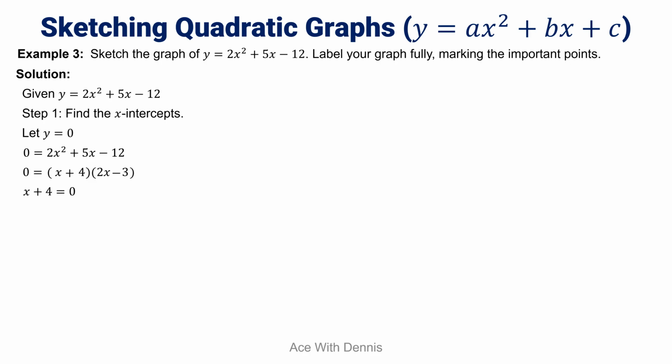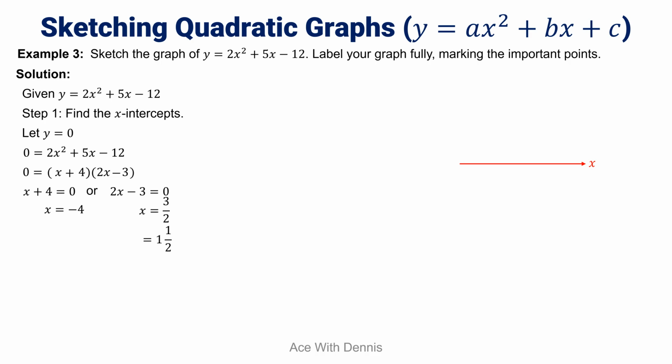So from here, two numbers multiplied together give 0. Hence it will be either x plus 4 equals 0 or 2x minus 3 equals 0. Then we solve these two equations separately. x equals negative 4 or x equals 3 over 2, or we can write it as a decimal, which is 1.5.